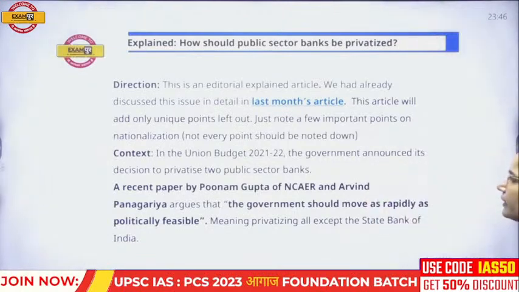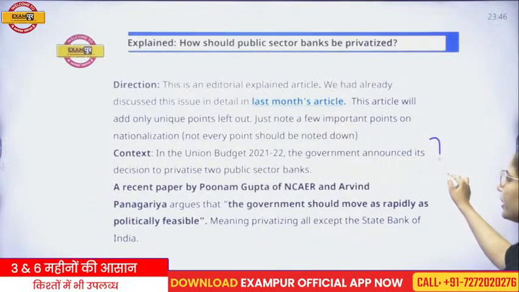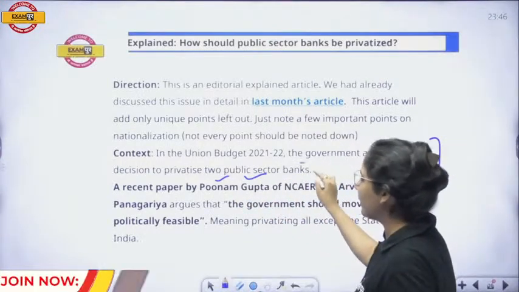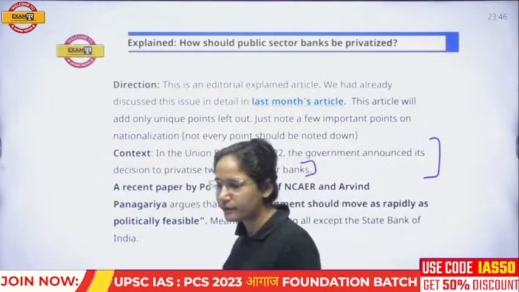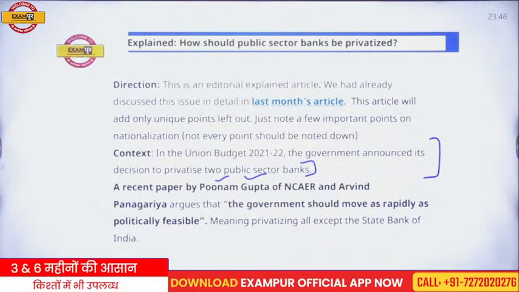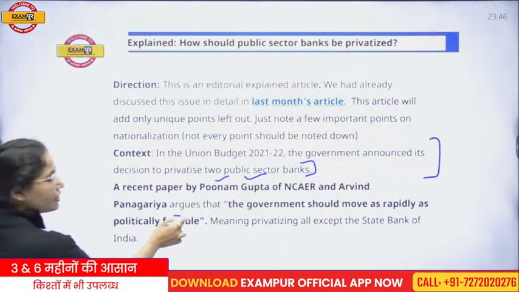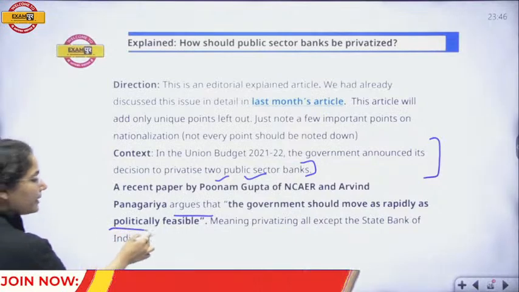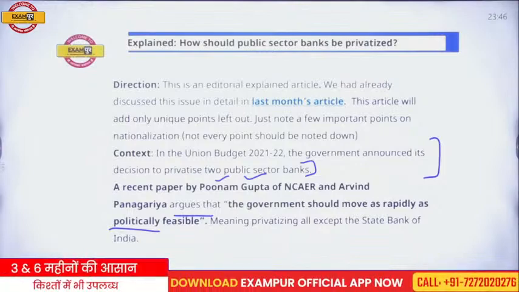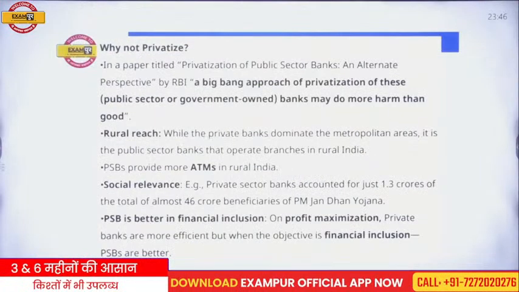So the context: in 2021 and 2022, the decision to privatize two public banks was announced. Why are we doing so? We need to have the following update. In a recent paper, Arvind Panagariya argued that the government should move as rapidly as politically feasible. So we are going to know about the pros and cons now.